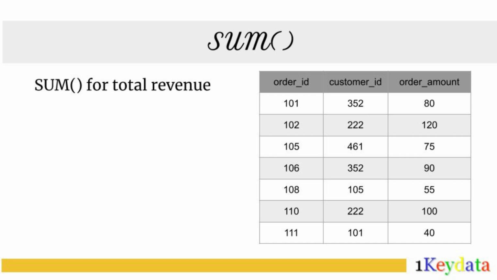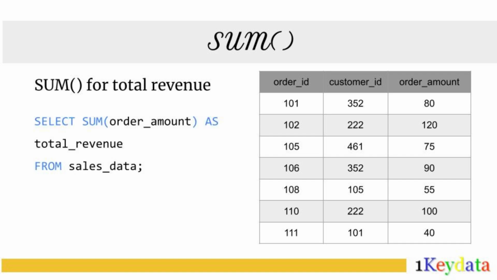The sum function adds up all values in a column. For example, this is the query to use to calculate total revenue. And here is the result showing total revenue for all sales in your dataset.